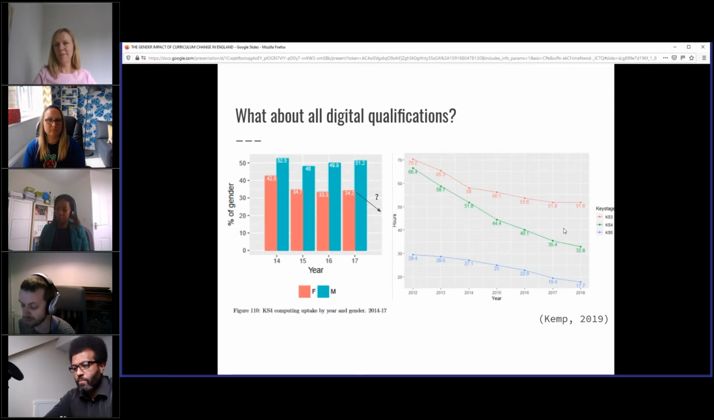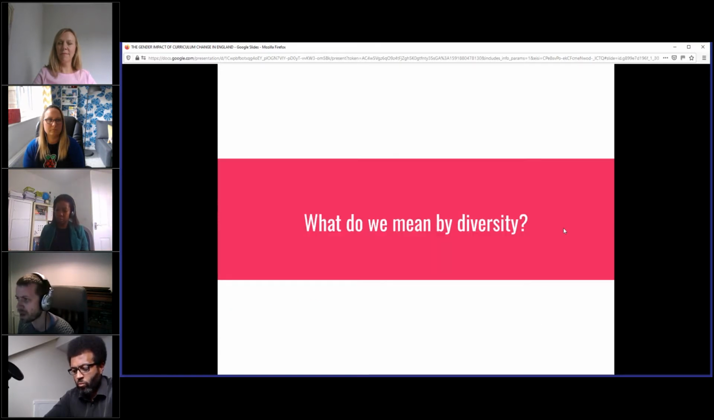So females are, as I say, being a lot more disengaged with the computing revolution of the last 7 or 8 years, which is worrying. And this is, as I say, looking at all digital qualifications, not just the computer science qualification. But that is one type of diversity, and we need to start really questioning what we mean by diversity.